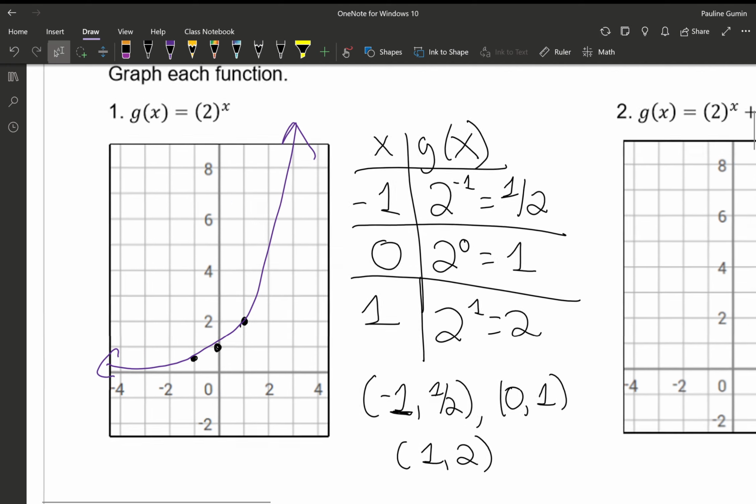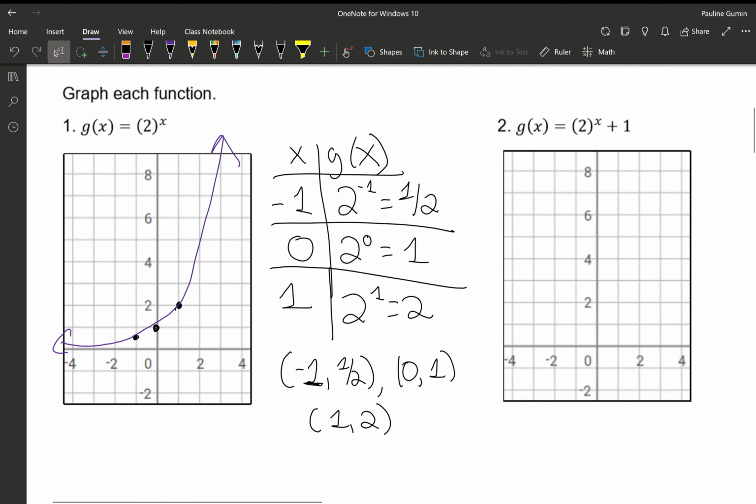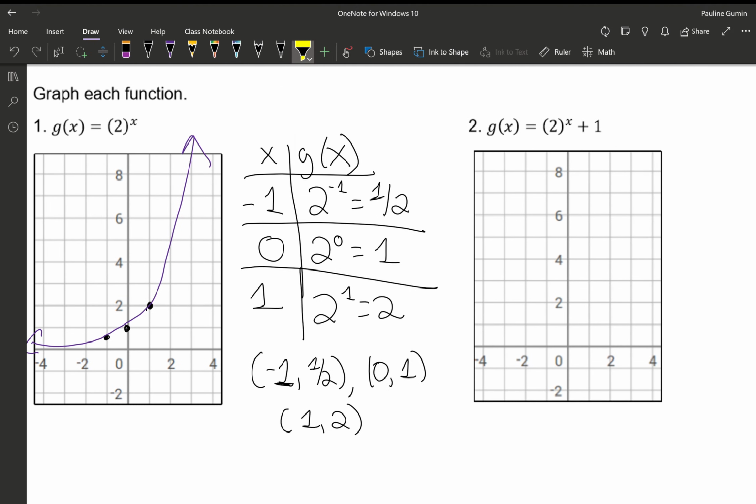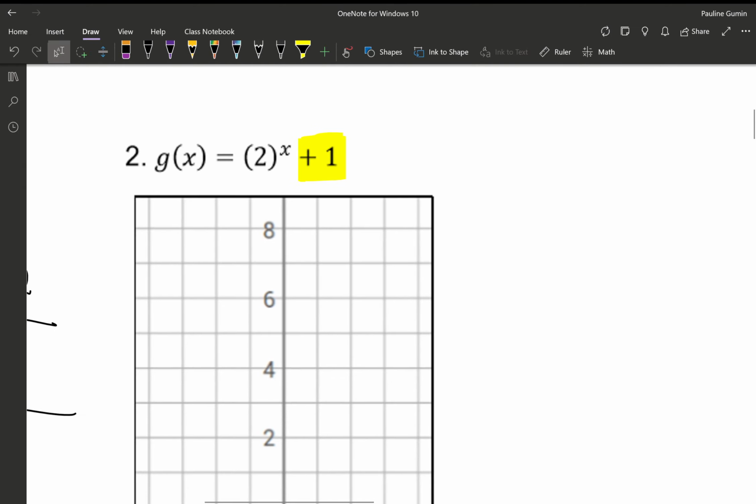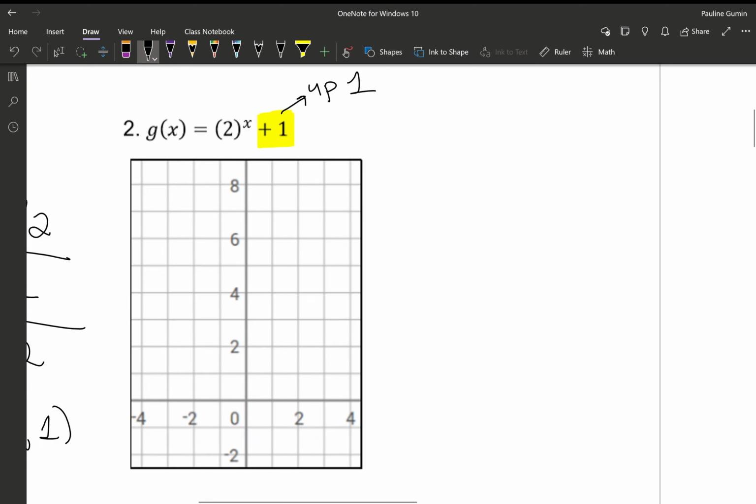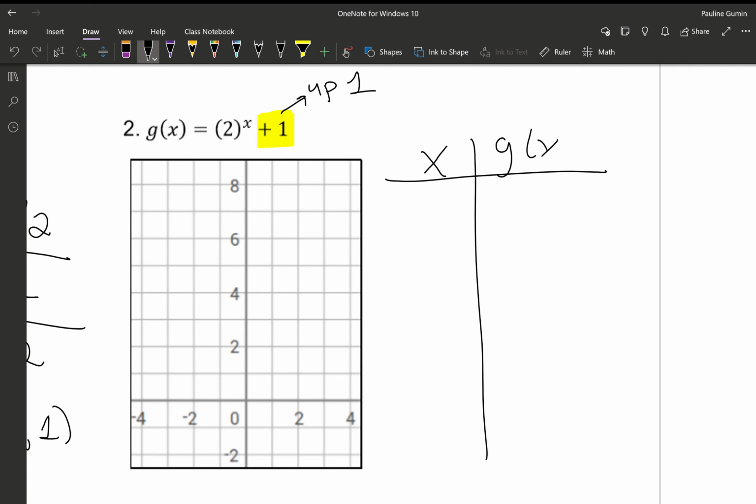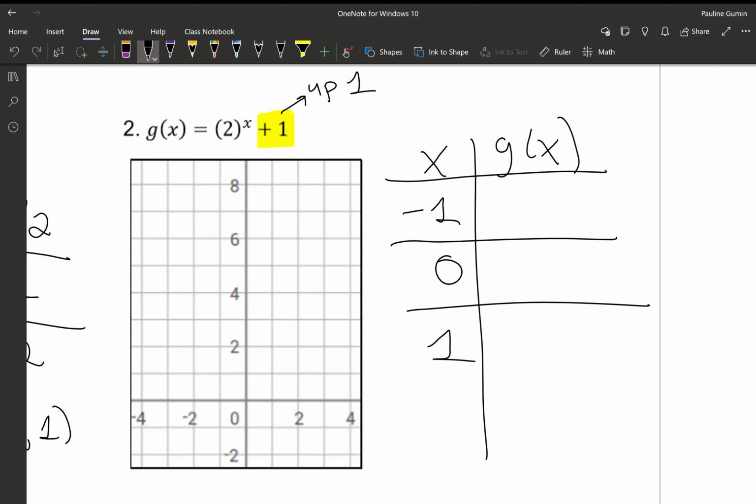Now, let's take a look at transformations. In number 2, we have a +1 on the outside. Now this +1, I'm just going to say it right off the bat, it means up 1. Now we can't trust what I'm saying until we prove it. So let's prove it. I have x, I have g of x, and I'm once again going to use -1, 0, and 1, just because they're easier numbers to use.